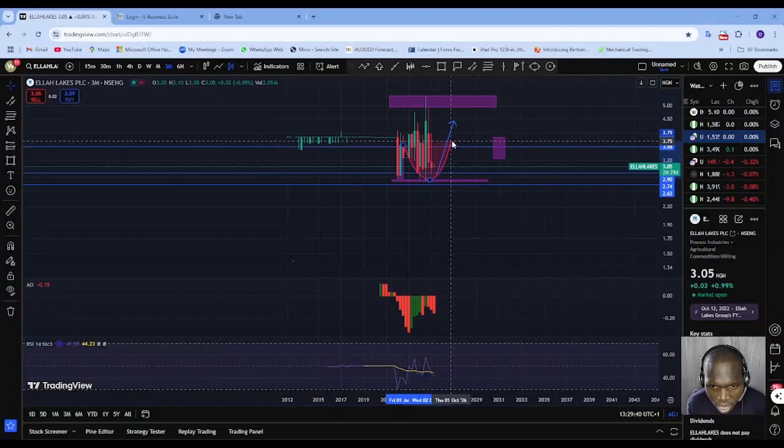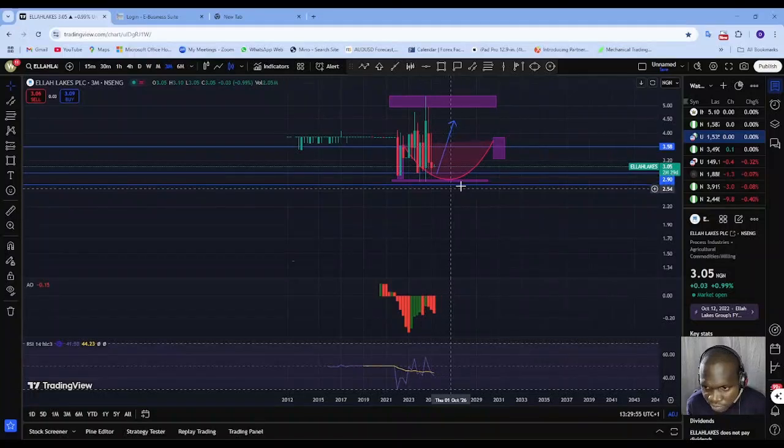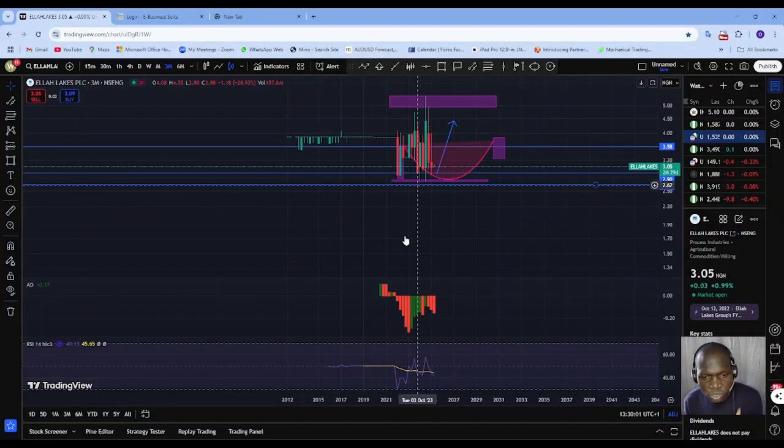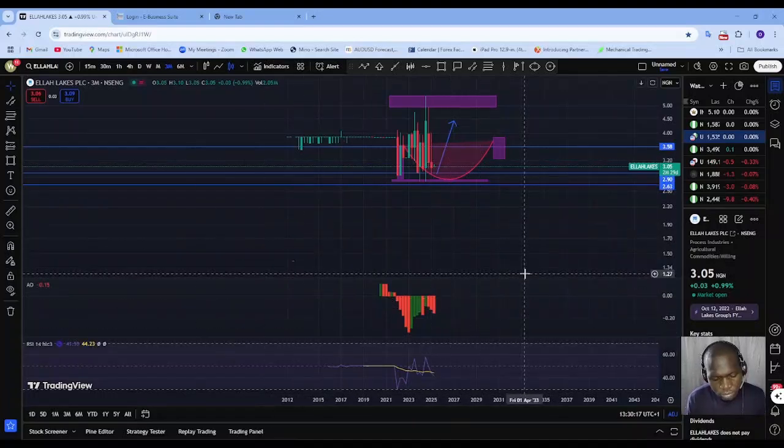I'm looking for what will happen. I don't know how fast it's going to be. So it can form like this, can form like this, can form like this. Anyhow, it's going to form. But any price at this level is a good buy for me for Ellah Lakes. So that's one stock that we can buy. You can refer to my previous video on Ellah Lakes for the entry and the exit.